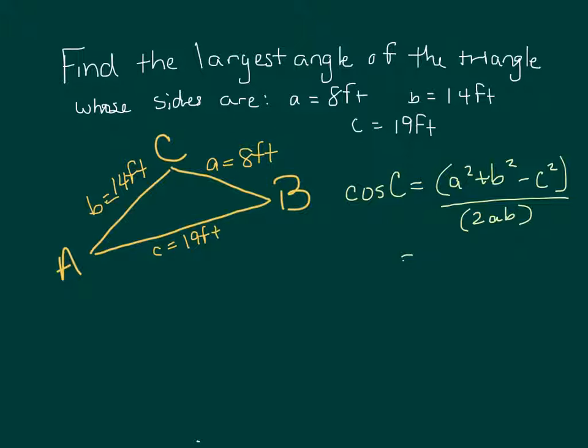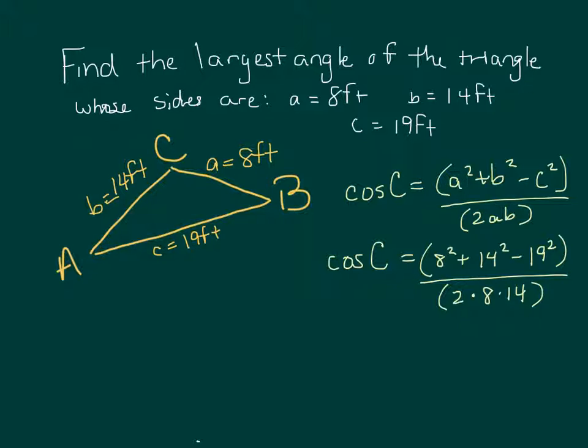So what we're going to do now is plug in the numbers. This one is 8, this one is 14, and this one's 19, and of course they all have their little squares. It is extremely important that we remember the parentheses when we plug this into our calculator, because we want to make sure the calculator knows who belongs in the numerator and who belongs in the denominator. If you do it correctly, we find that cosine of C equals negative 0.45 and a whole bunch of other numbers. But we know that's not our answer.